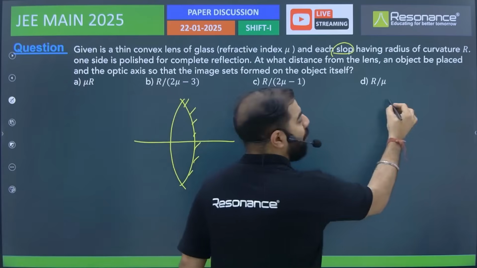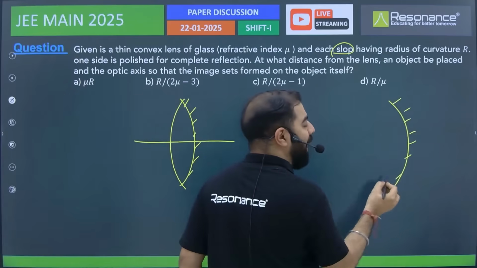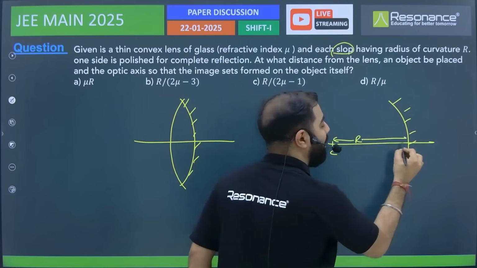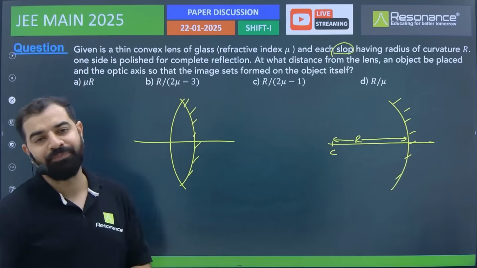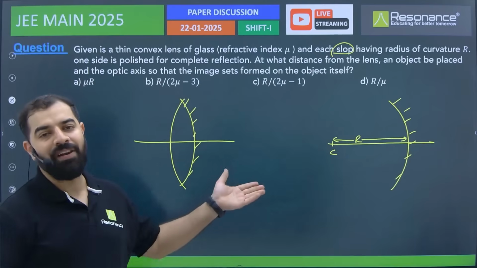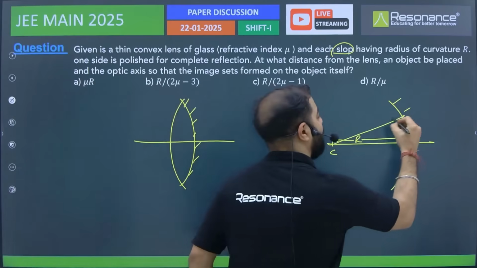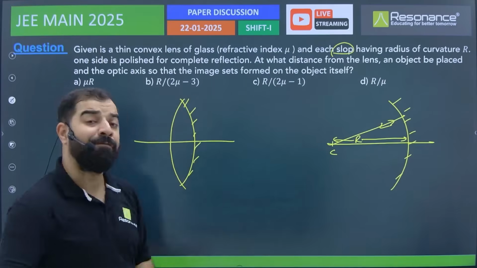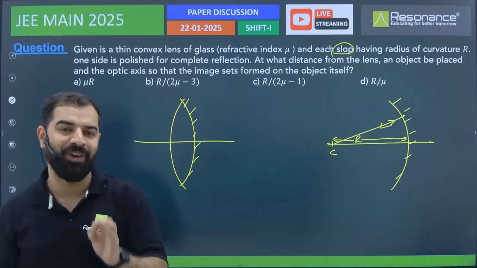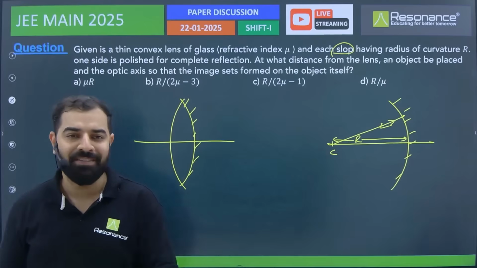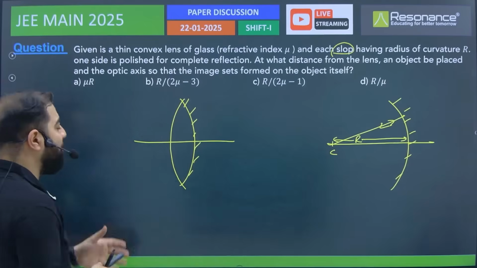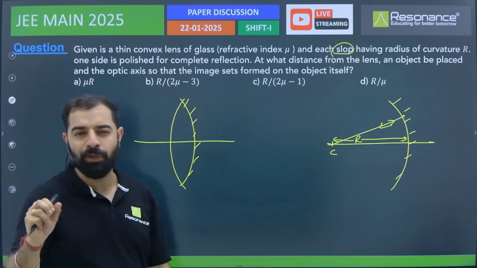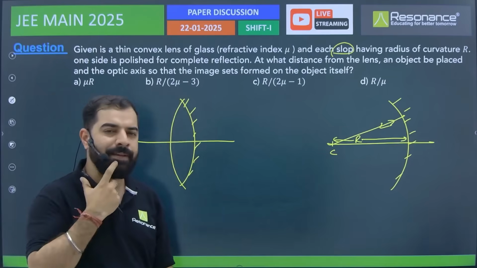And now for a mirror, if we keep the object at the center of curvature, matlab distance r, then obviously the ray will retrace back. If the ray goes like this, it will retrace back. So basically on this concept, for this setup, if we can find the value of the radius of curvature of this setup, that is the answer. Now this type of question, which is silvering of lens, comes in medium to difficult questions for JEE Mains standard nowadays.